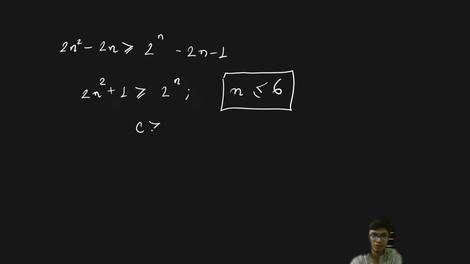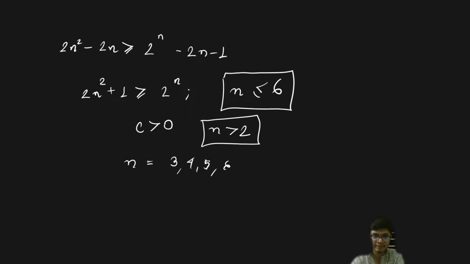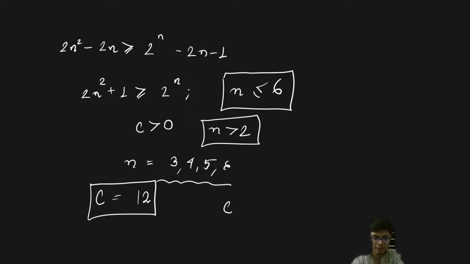And since c is also positive, that means n should be greater than 2 also. So with this you are left with the possible values of n as 3, 4, 5 and 6. So these are the possible values of n. Based on these, the possible values of c can be equal to 12, and c can be equal to 8 by 3, but unfortunately this does not belong to the natural numbers, so this cannot be a possible solution.